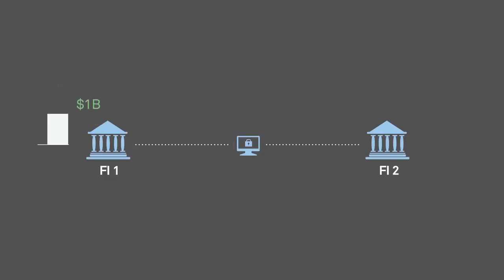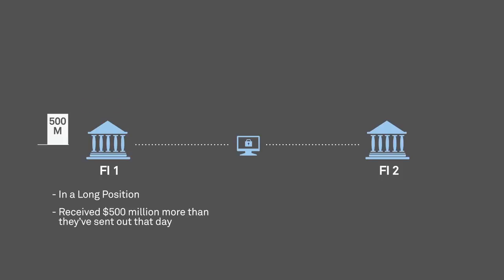FI number 1 is in a long position. They've received $500 million more in LVTS payments than they've sent out that day. They know that the Bank of Canada will pay them 3.75% interest on these funds if they leave them on deposit overnight.